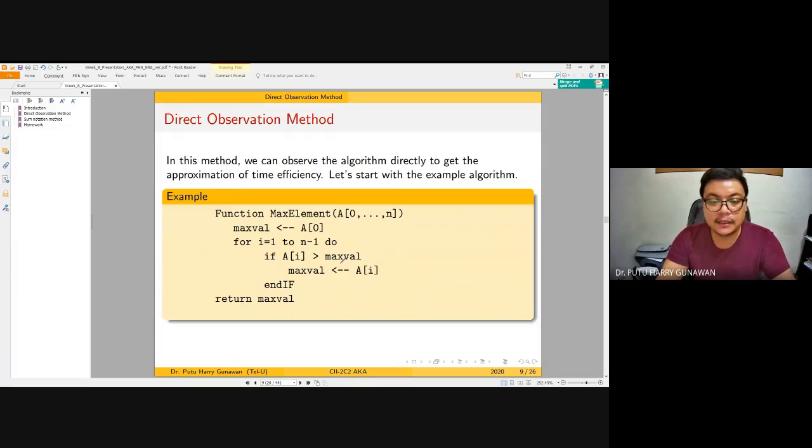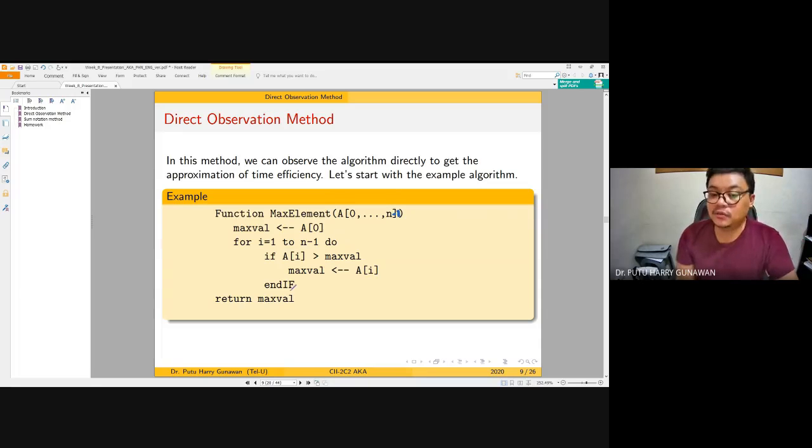This function finds the maximum element. For instance, you have an array of size n. Sorry, the indices should go 0, 1, 2, 3 until n minus one. So the size of A is n, and we need to find the maximum element.